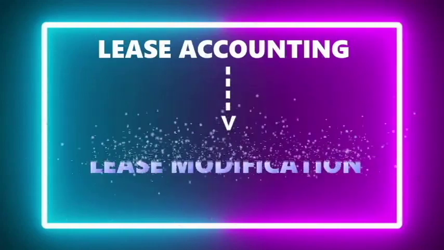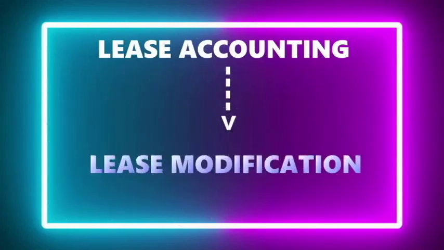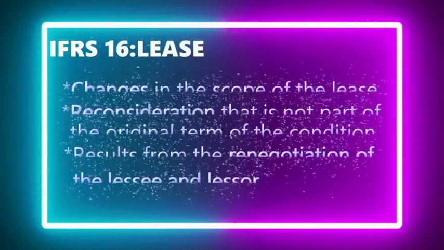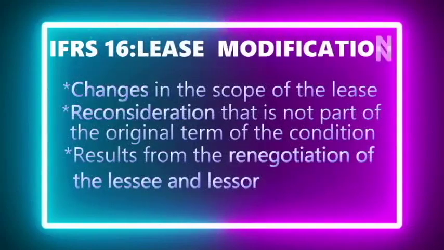In this video, we will outline the lease modification guidance in IFRS 16. IFRS 16 defines a lease modification as a change in the scope of a lease or the consideration for a lease that was not part of the original terms and conditions of the lease. A lease modification results from the renegotiation between the lessee and the lessor.